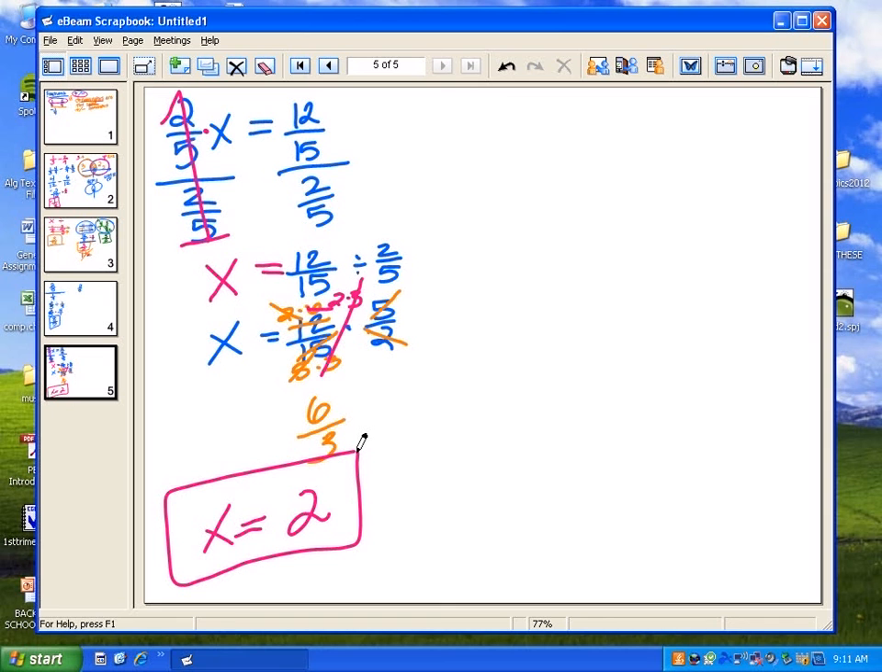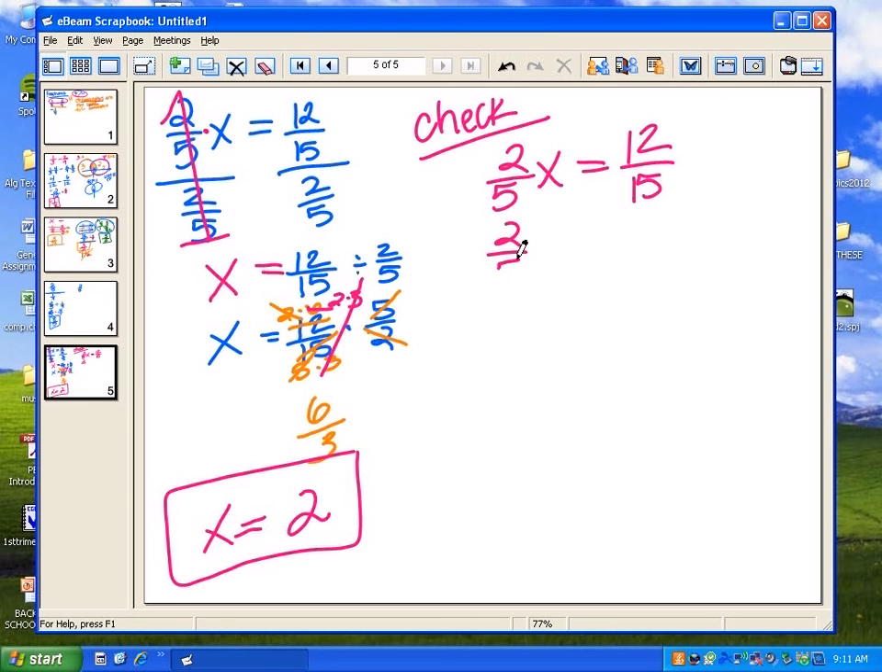Okay, does that make sense? Now, what do we always have to do? We always have to check it. Okay? And when we're checking, we're starting with our original problem. 2/5 x equals 12/15. Okay? And then we're plugging in the value that we solved for, the 2. And we're saying 2/5 times 2 equals 12/15.